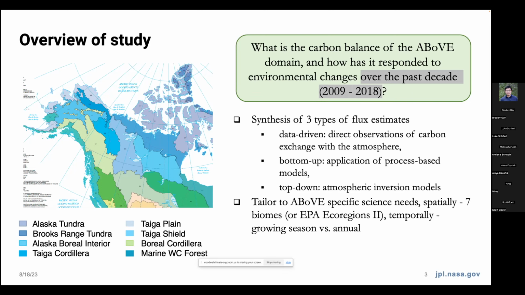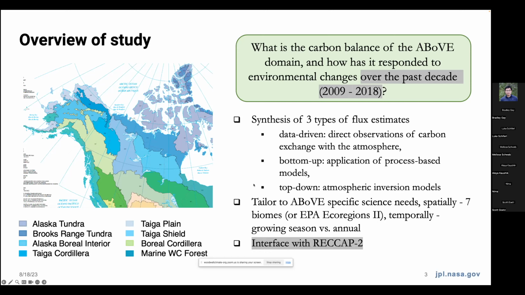And then one of the things was that we didn't just want to look at the entire domain as a whole, but we wanted to break it up into specific biomes or ecoregions. So we used the EPA ecoregion definition and came up with a set of specific biomes that we would look at. And then temporally, we would look at both the annual as well as the growing season.